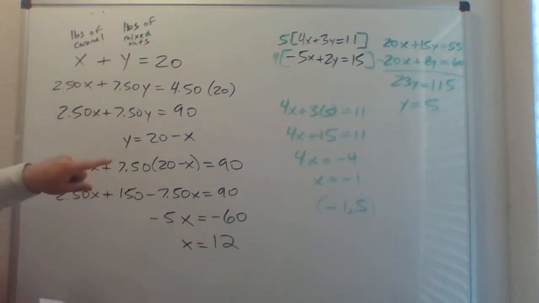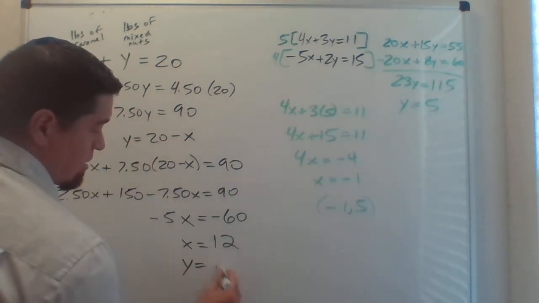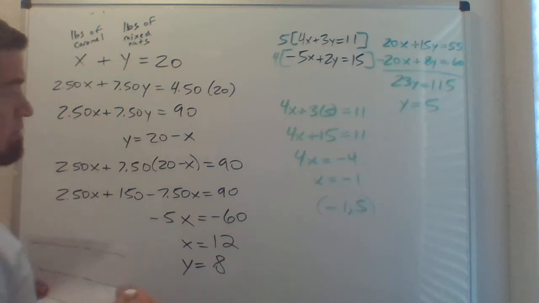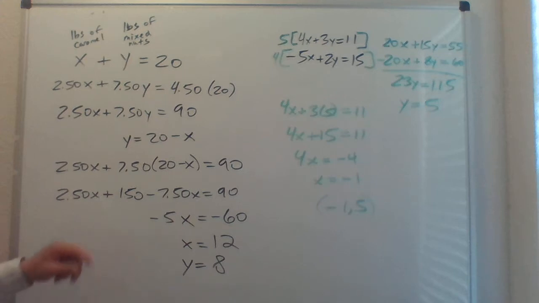And so I know that there's going to be 12 pounds of caramel, but I'm also going to need the number of pounds of mixed nuts. So I have this equation, 20 minus 12, and that'll tell us that there's going to be 8 pounds of mixed nuts. And together those should average to 450. And again, you can always check these things. Is it in fact going to average to 450?